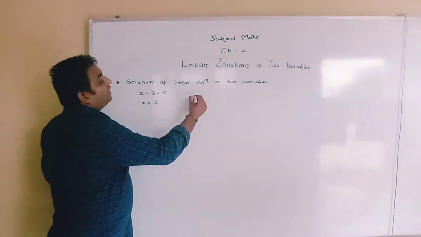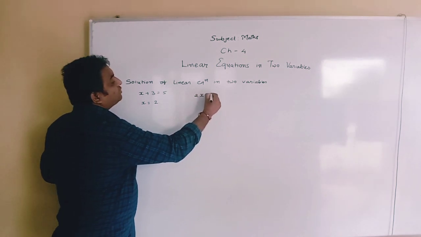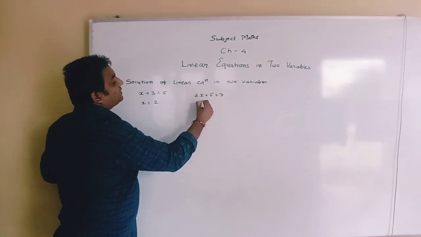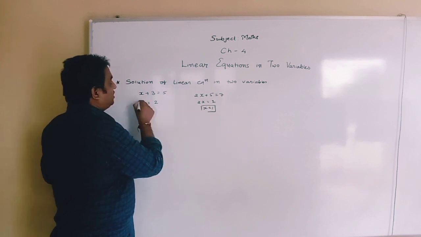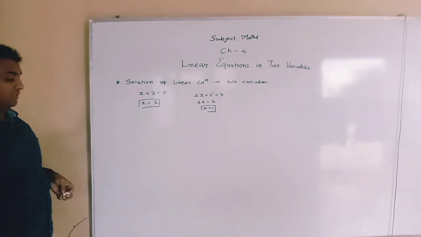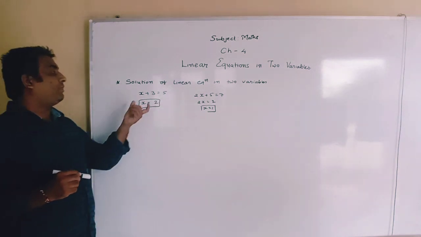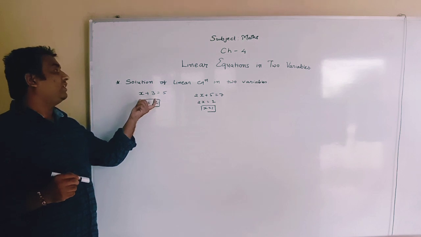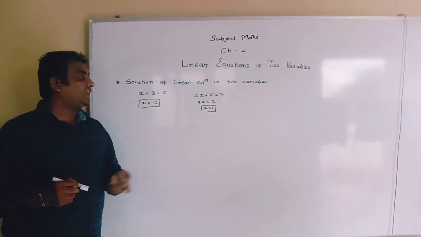Suppose we take 2x plus 5 equals 7, then 2x equals 2, and so x equals 1 is the unique solution of 2x plus 5 equals 7. So like this, we have studied the solution of a linear equation in one variable till now.